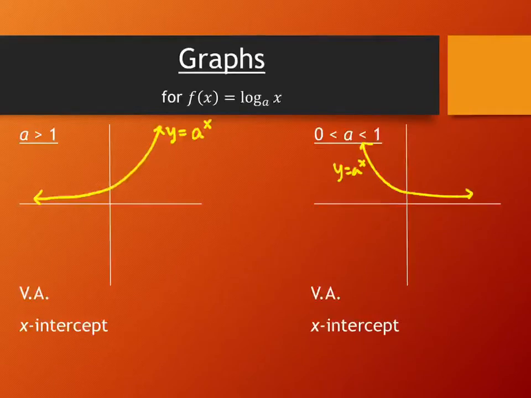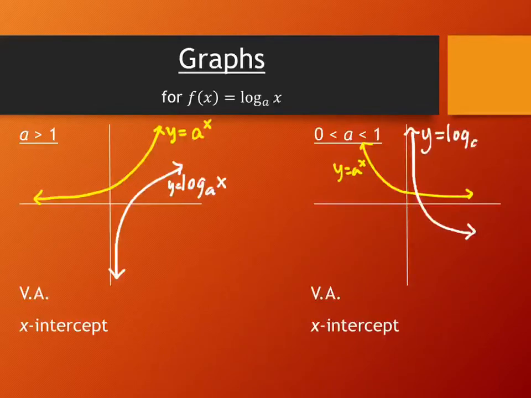Now what I'm going to do, and I'll change colors to do it, is overlay on top of these graphs the other equation as well. That is the log graph of each of those types of bases. On the first one, the log graph looks like this. So this is the graph of y equals log base a of x when a is bigger than 1. And on the other one, it looks like this. So this is the graph of y equals log base a of x when the a is between 0 and 1.